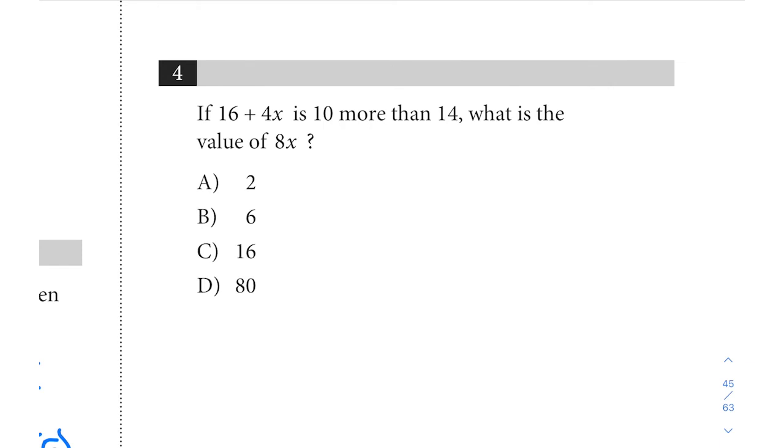If 16 plus 4x is 10 more than 14, what is the value of 8x? Here they're asking us to write out an equation, and we have a couple key words or phrases that we want to make sure we know how to translate into mathematical symbols and operations. So here, 16 plus 4x is. Whenever we see is, we want to think equals. So this is going to be 16 plus 4x equals. And then 10 more than 14 means that you have 14 and it's 10 more than that, which means we're going to be adding. So it would be 14 plus 10.